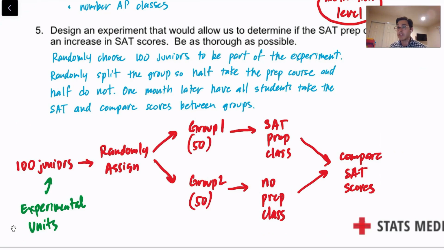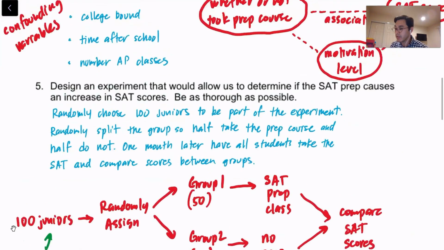If all the motivated students ended up in group one and they got the SAT prep class and then they got the higher scores, now there's two potential reasons for why that happened. It could be because of the course, or it could be because that group was mostly motivated students. So by assigning students randomly or splitting them up randomly, that should evenly balance out the motivated students into both groups. And it should also evenly balance out all the other confounding factors, right?